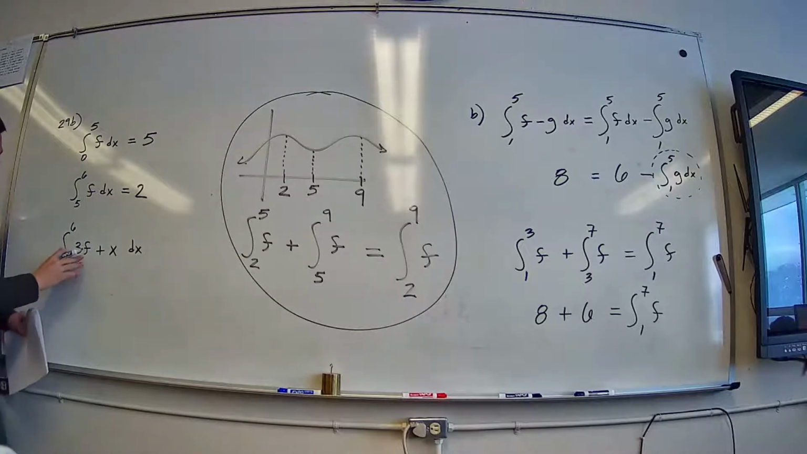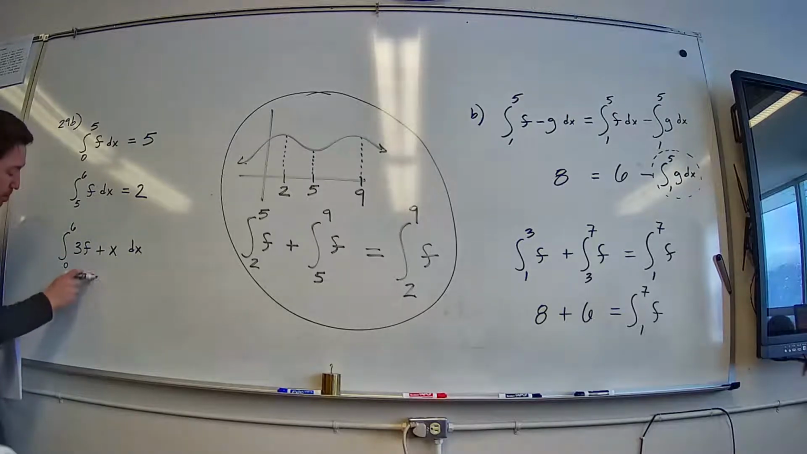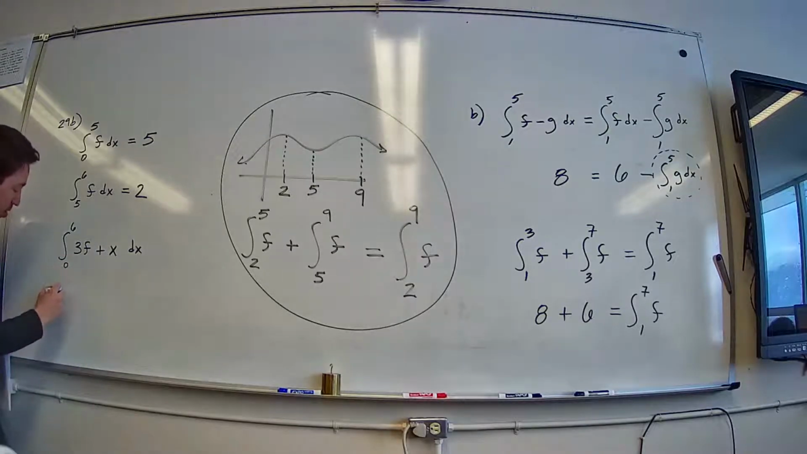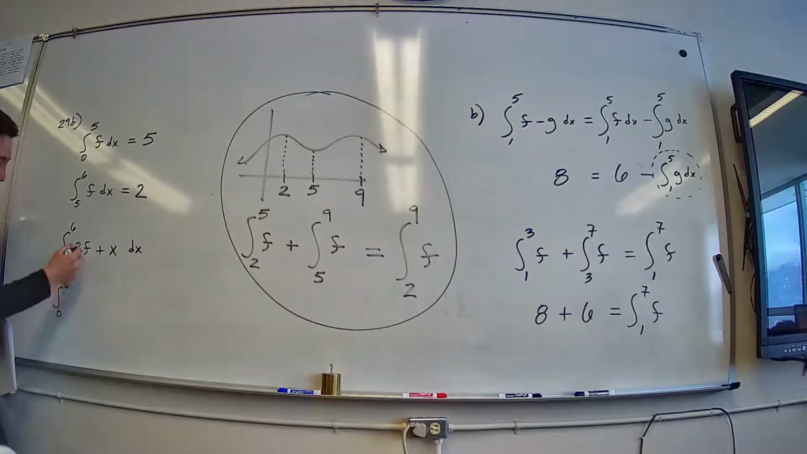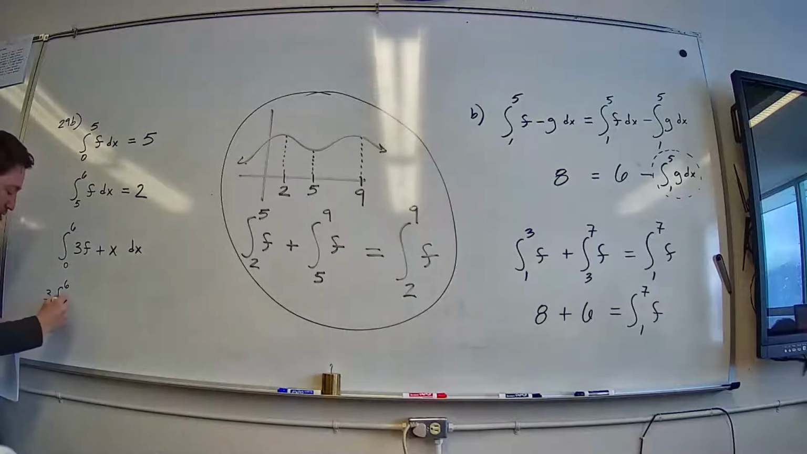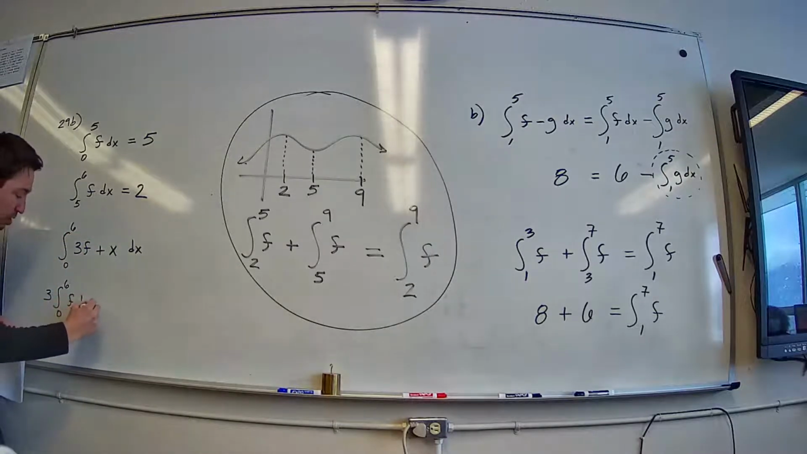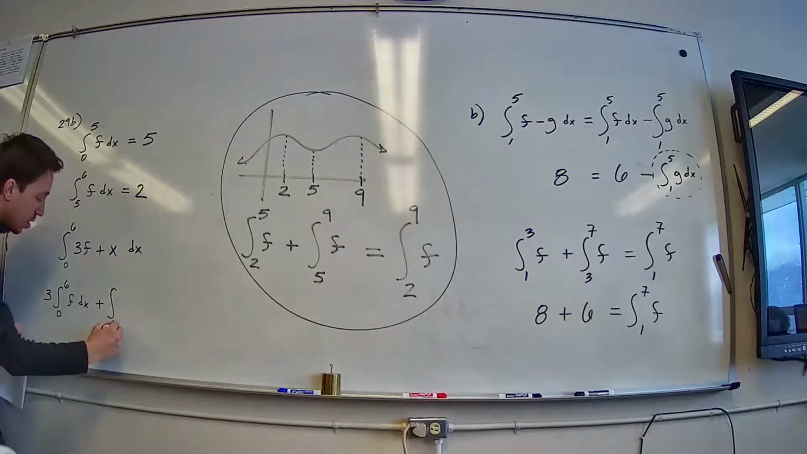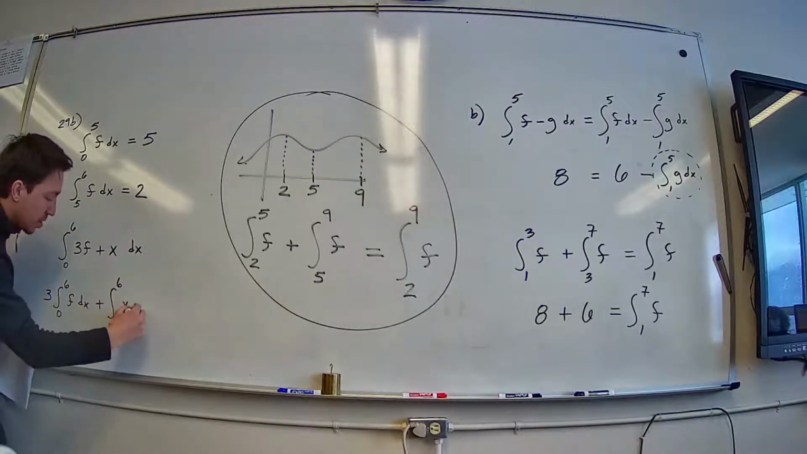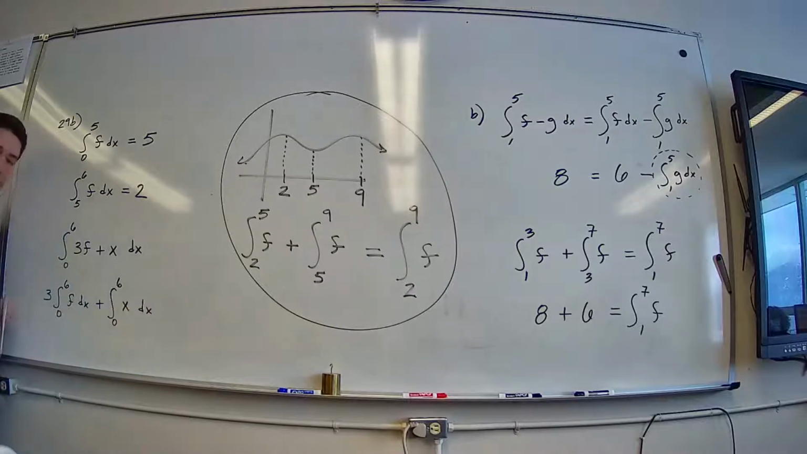Idea one is that I can split this up into a sum of integrals. So 0 to 6. Is it okay if I do 2 at once? I'm going to split this up into 2 integrals, but then also pull the 3 out. Holla at me if that's confusing. Does that make sense or no?